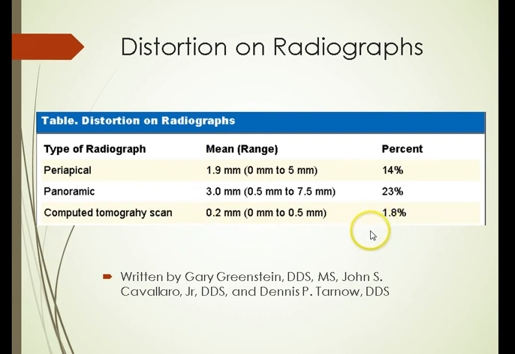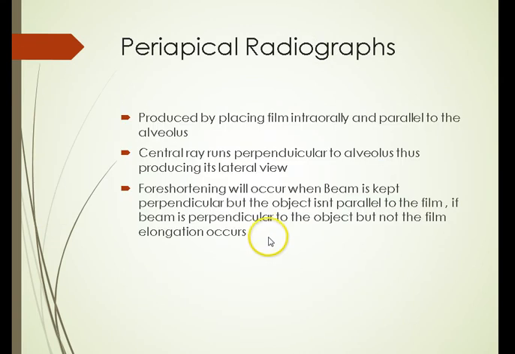But at the same time, let's figure out ways we can predict these distortions and manage them, and then have this type of result, close to this type of result, and feel very safe in placing implants in your office. So first we're going to talk about the periapical radiograph.